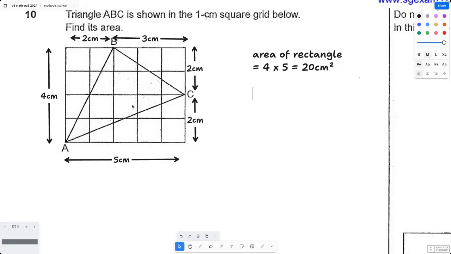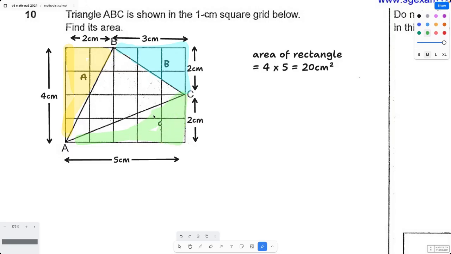Now we get the 3 triangles. Let's name each of the triangles: triangle A, triangle B, and triangle C. Pretty straightforward. A is this shaded part over here, and then B will be this part over here, and then C will be the green-ish part over here.